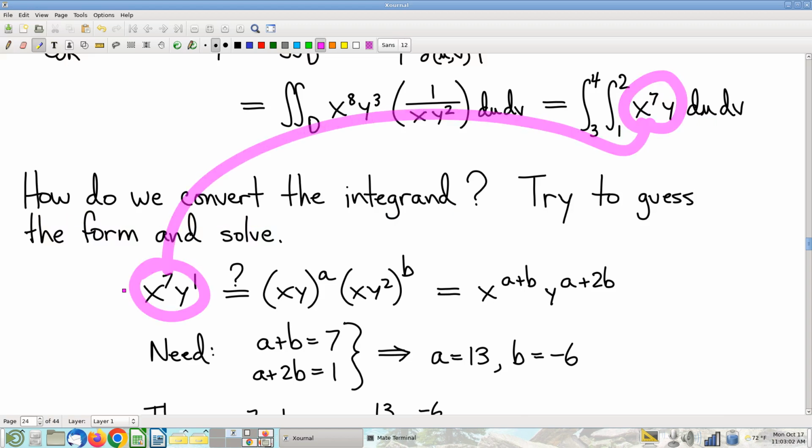You want to rewrite it in terms of u and v. Don't forget what u and v are. U is this, and v is this. And so I reason here, I speculate, I should say, as follows. I have a product of powers of x and y. I want to write that in terms of u, which is a product of powers of x and y, and v, which is a product of powers of x and y. So I have a couple of products of powers of x and y, and I want to get a different product of powers of x and y.